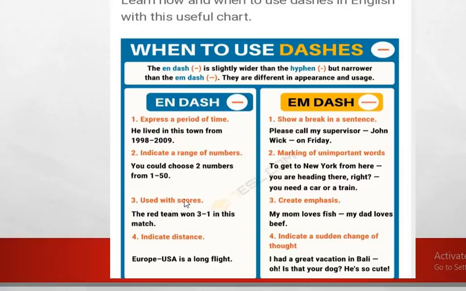The en dash is also used with scores. The red team won 3–1 in this match. It indicates distance: Europe–USA is a long flight.